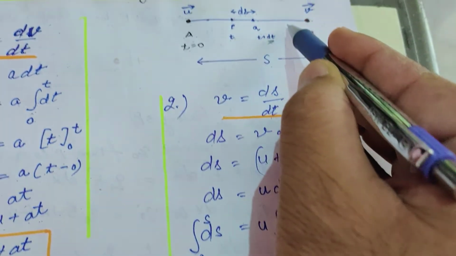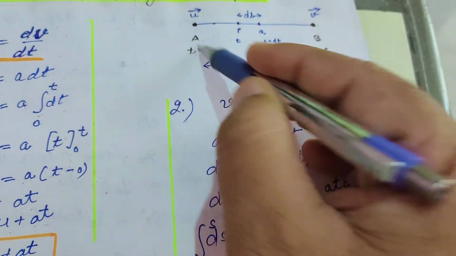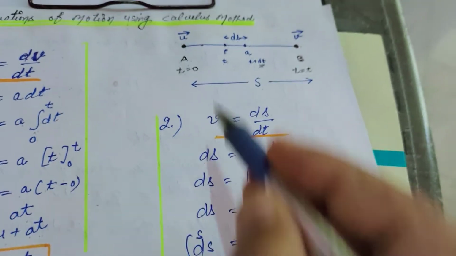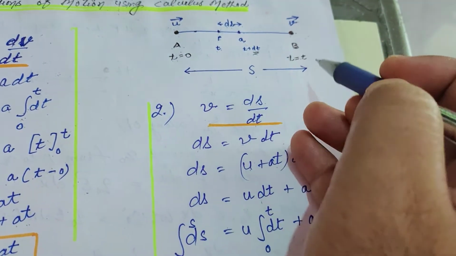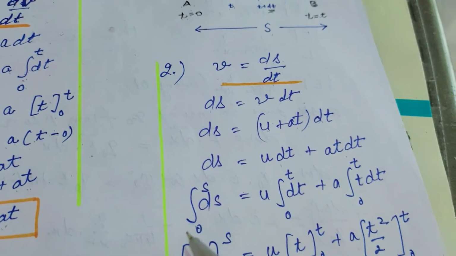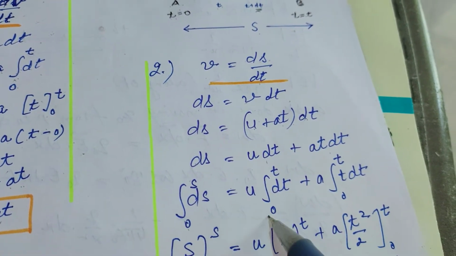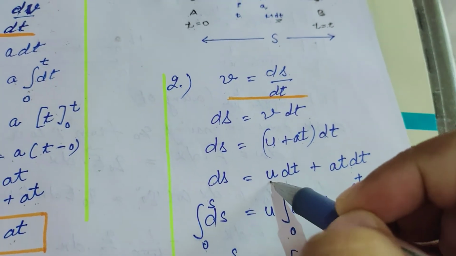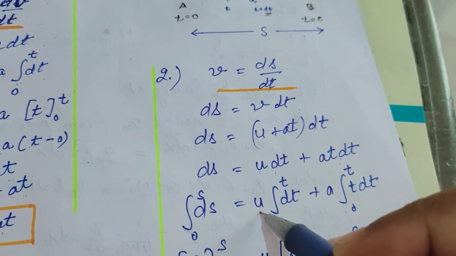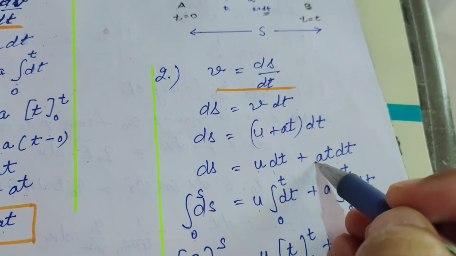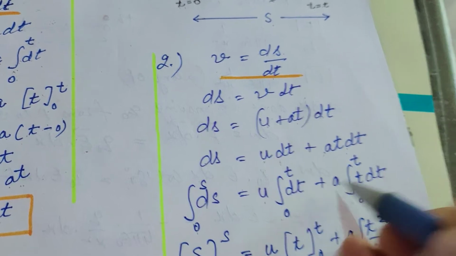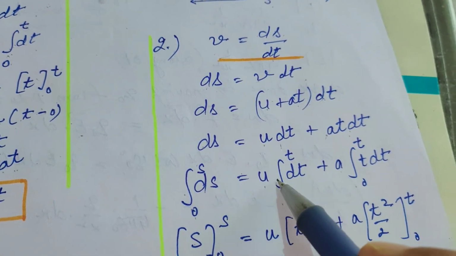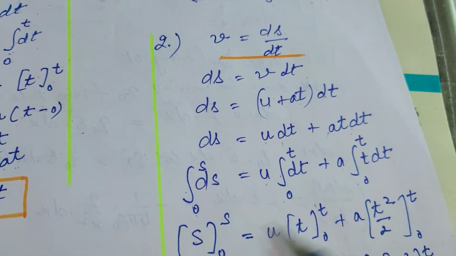I have to calculate the total displacement, so for that I have to integrate it. Now see here, for ds the integration is from the start, where there was no displacement, to point B, where the displacement was s. So 0 to s, and time changes from 0 to t. Here again 0 to t, but you must note that the initial velocity u is taken outside, and acceleration a is also constant, so it is taken outside. Now differentiation and integration cancel, remains s. Differentiation and integration cancel, remains t. Limits remain as they are.